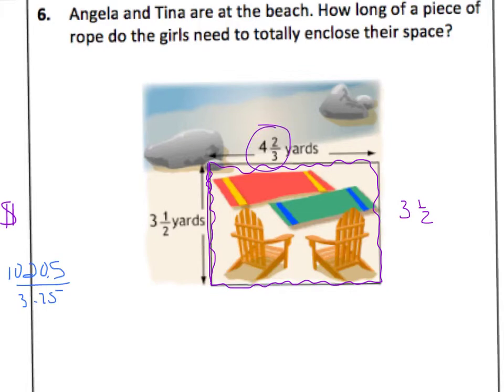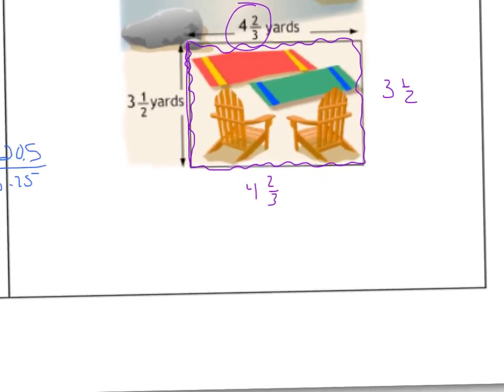And the top is 4 2/3 yards, and so is the bottom. So this becomes an issue of adding. If I write this addition problem out, I have 3.5 plus 4 2/3 plus 4 2/3 plus 3.5.